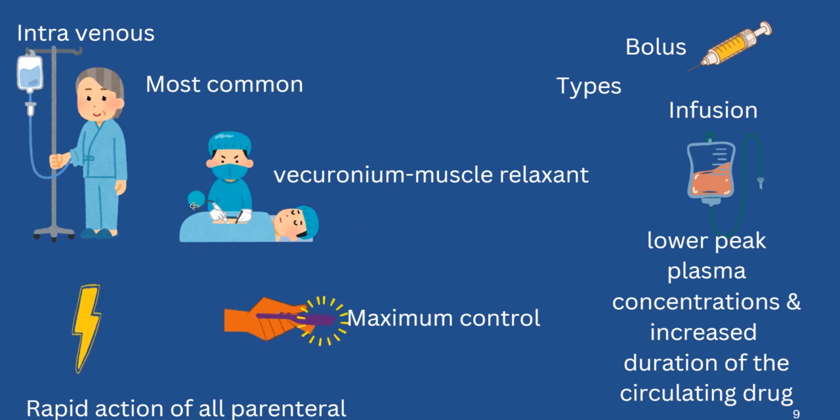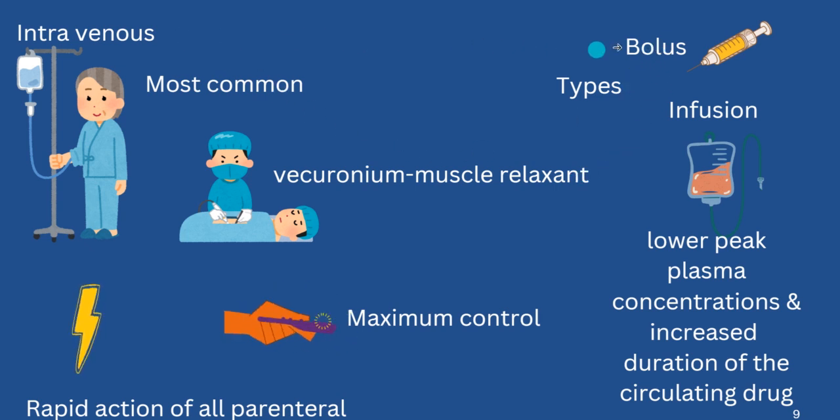Why do we prefer the intravenous route? Rapid action. Among all the parenteral routes, we get maximum and rapid action with intravenous. Similarly, maximum control also. We can easily titrate the dose and we can give a minimum dose or a higher dose. So maximum control is also associated with the intravenous route.